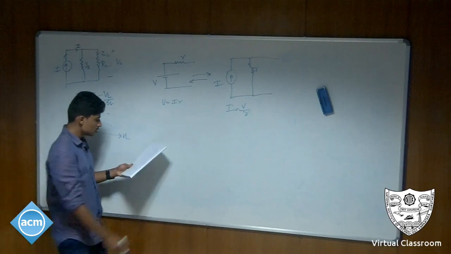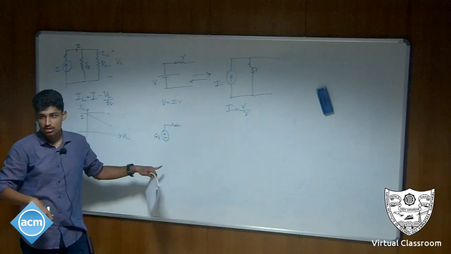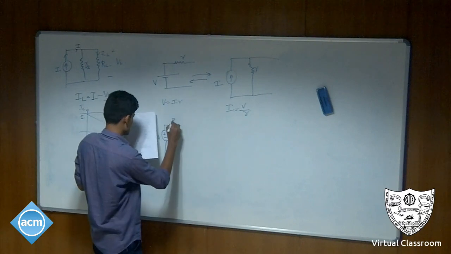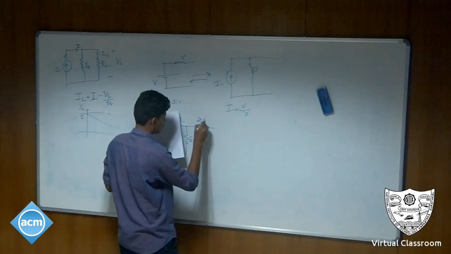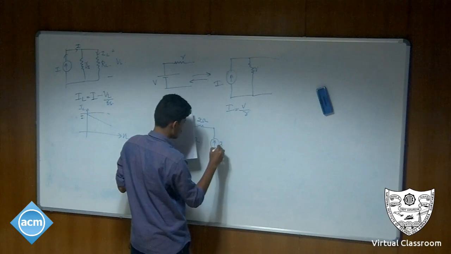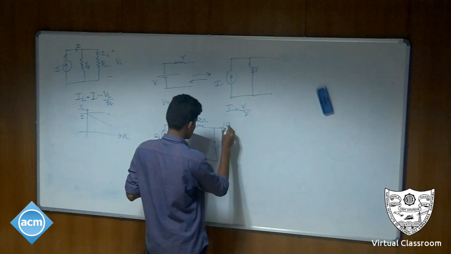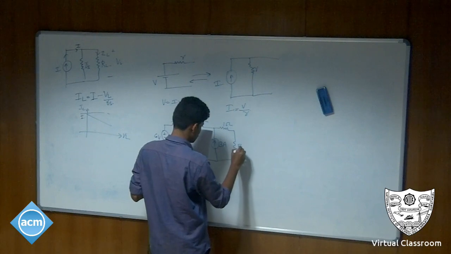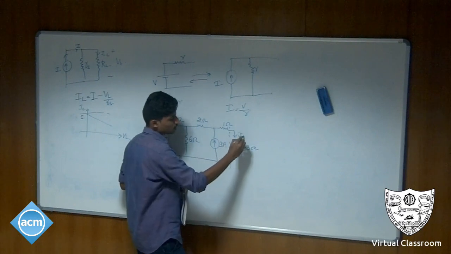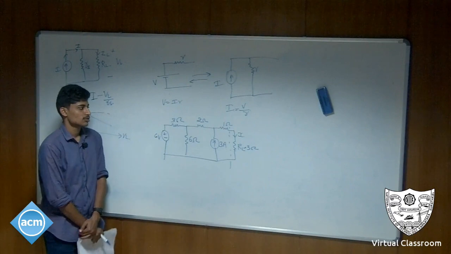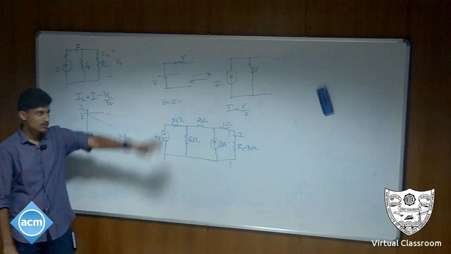Okay, let's solve a problem based on this. Finally, this is a load resistance and I want the current across it. This is the circuit. Make use of simple source transformations to get this.